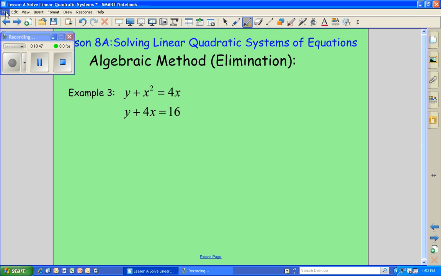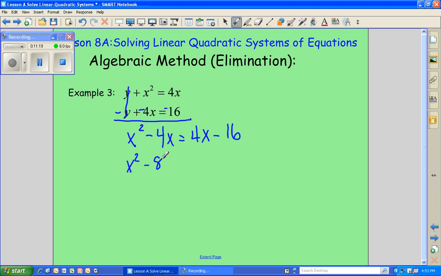In this particular example, I'm going to choose the elimination method again because they're set up to do this. So that my y's will cancel out, I'm going to have to change all of my signs here. So these will cancel out. I have x squared minus 4x equals 4x minus 16. It's a quadratic, so I want to get everything equal to 0. So when I move this 4x over, I'm going to have a negative 8x. And when I move this 16 over, I'm going to have a positive 16.